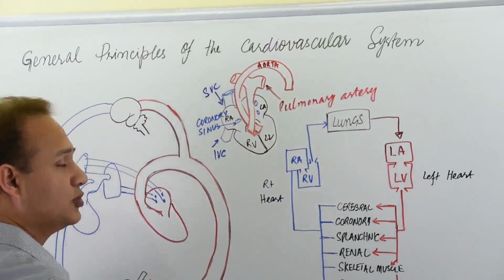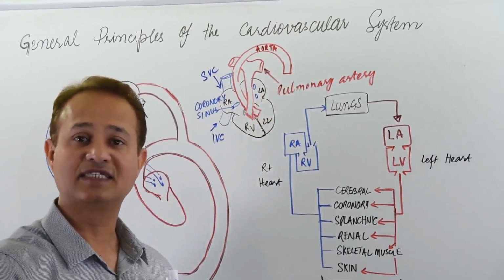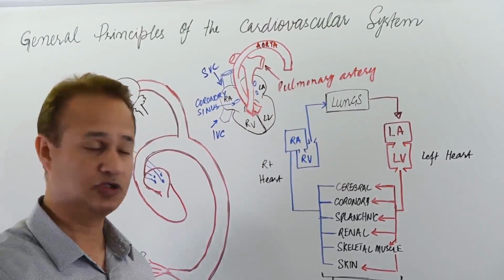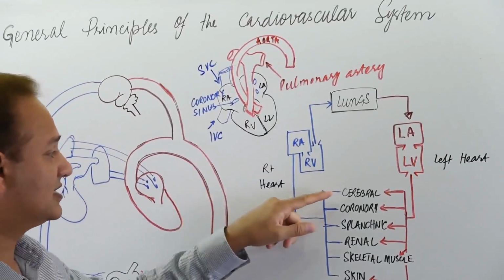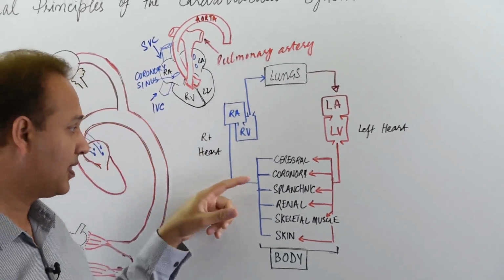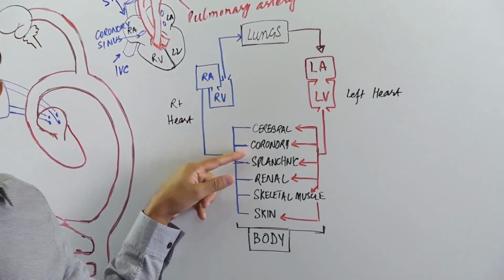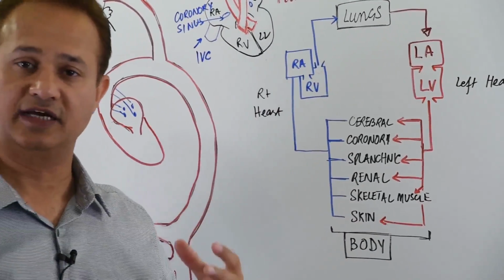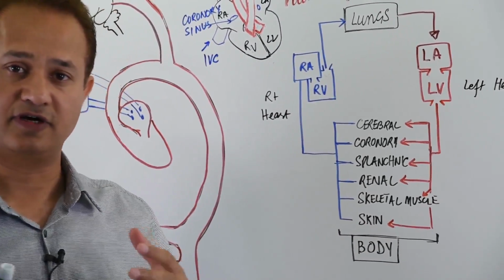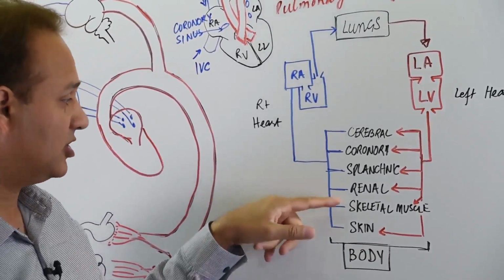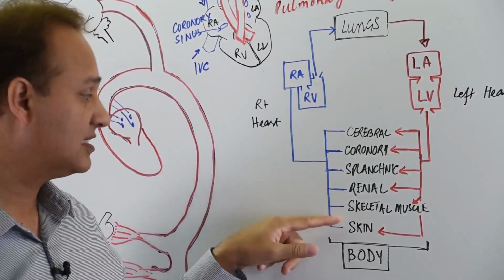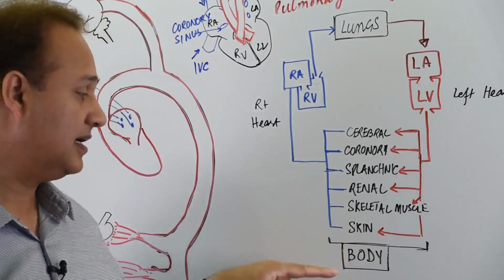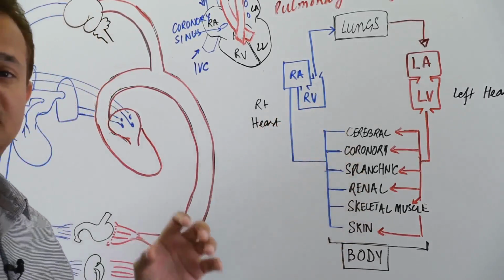and then the aorta is connected to the systemic tissues. There are 6 major systemic tissues that you should know about. One of them is the cerebrum, or the head and neck area. Coronary tissue, that is the heart itself. Splanchnic tissue, that means GIT: intestines, liver, spleen, etc. Renal system, or kidneys, skeletal muscles, or just the muscles, and the skin. That makes the systemic tissues.